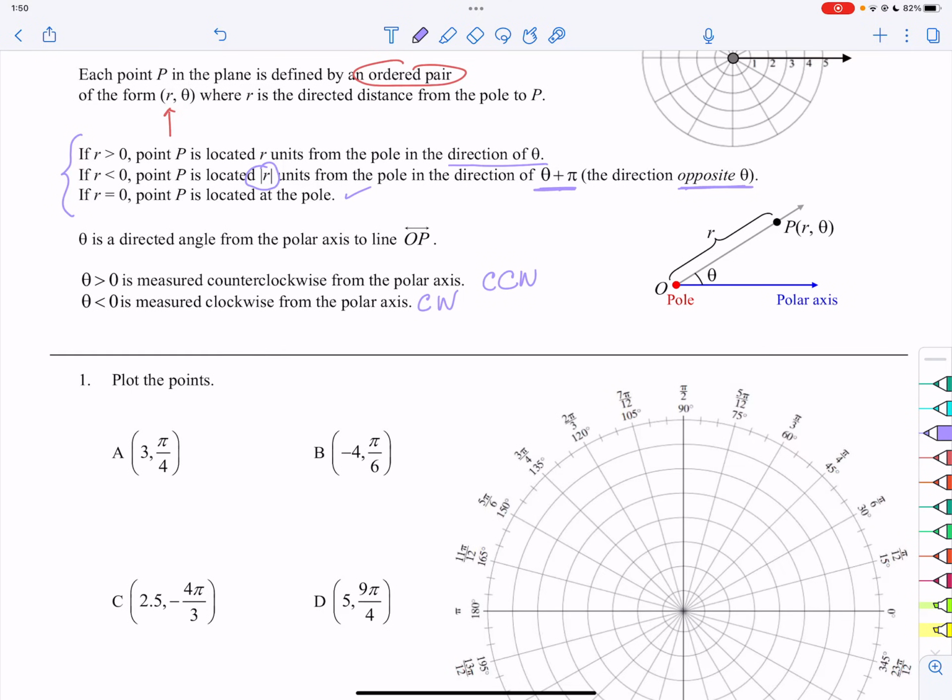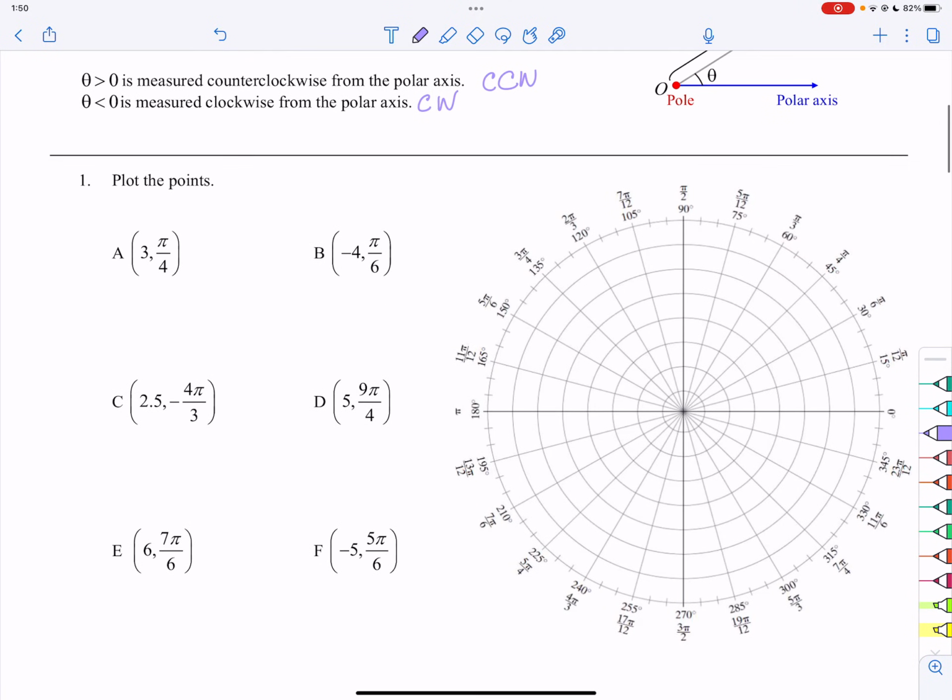Okay? So let's just plot a few points and see how we do here. We're going to begin with point A. As you can see, we are 3 units, which is r, and angle pi over 4. So let's plot that point. So we're at pi over 4, and we have 3. And that is point A.